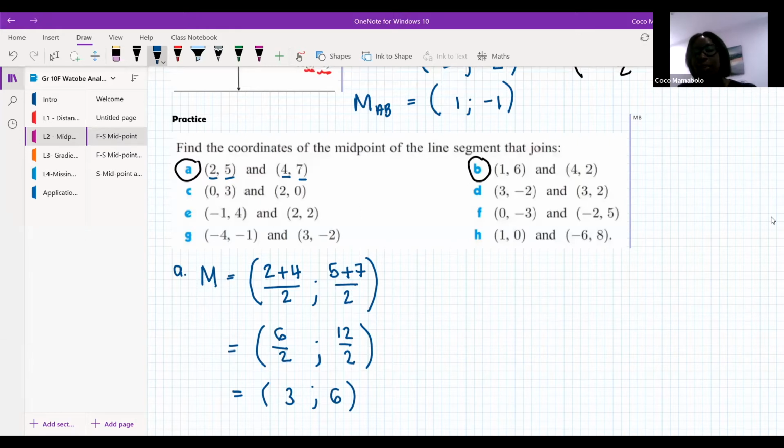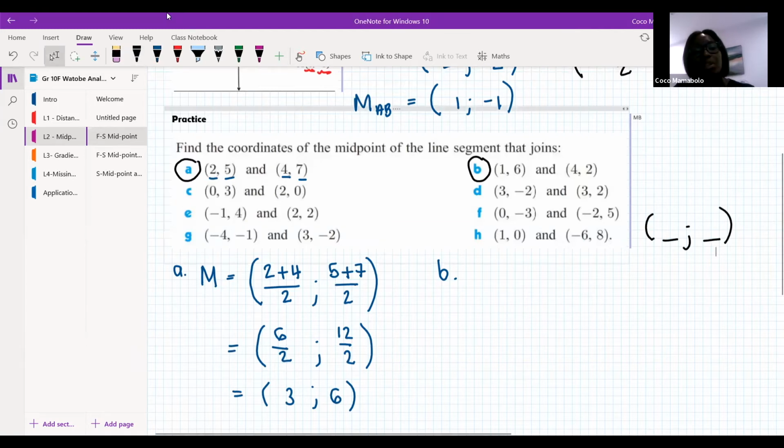Okay, can everyone post their answer for B in the chat for me? What did you guys get for B? And remember, guys, it's a coordinate, so we need to write it as such. You need to open brackets, give me your X value, semicolon, Y value, close brackets. So it needs to look exactly like that because it is a new coordinate. Okay. What did we get for B, guys?